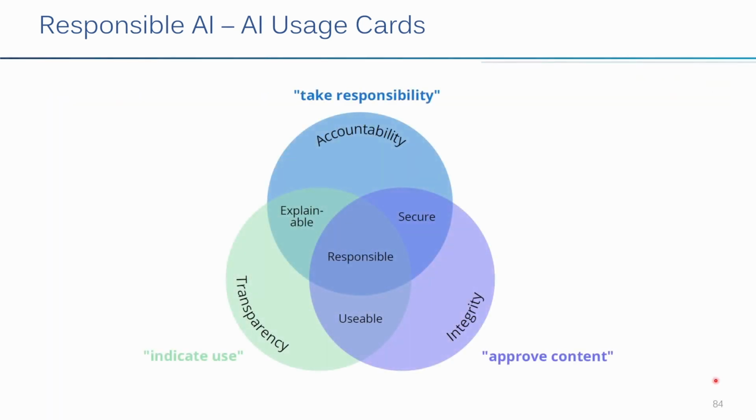A bit different from the others, we are also proposing a theoretical model, in a way that we believe that the responsible use of AI is only possible if we look into three dimensions at the same time. So if we have transparency, accountability, and integrity, then we can say that a given AI system is being used responsibly.